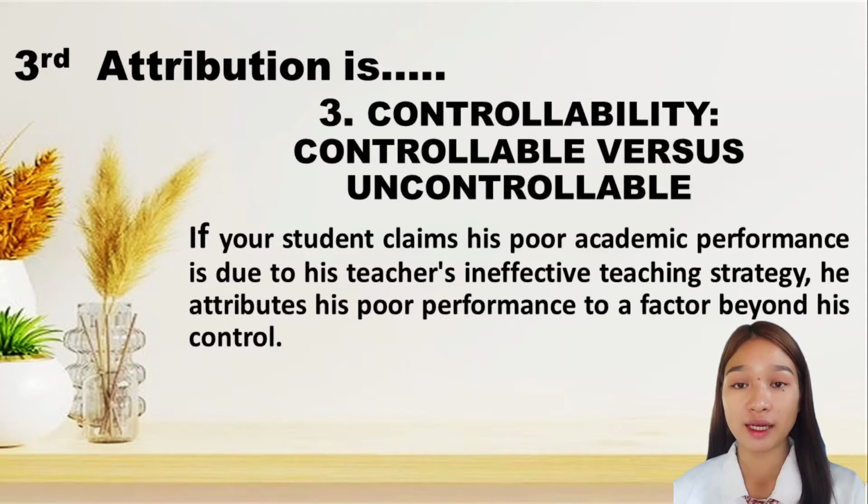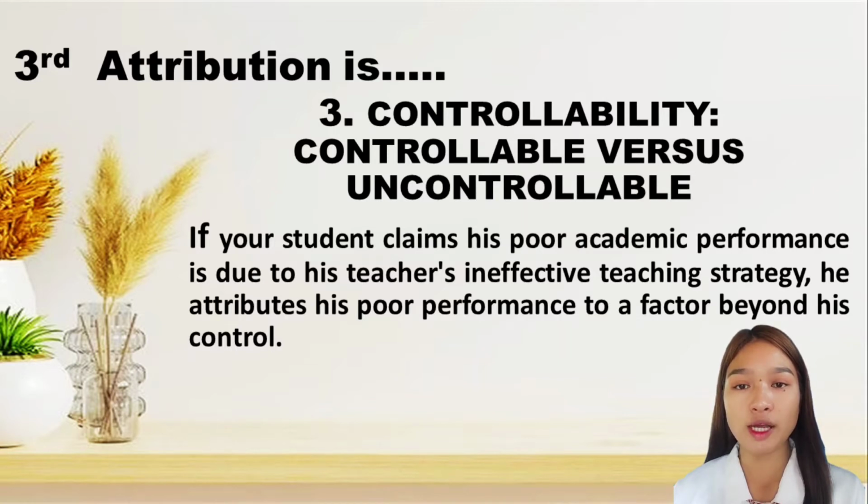If your student claims his poor academic performance is due to his teacher's ineffective teaching strategy, he attributes his poor performance to a factor beyond his control. If, however, your student admits that his poor class performance is due to his poor study habits and low motivation, he attributes the event to factors which are very much within his control.